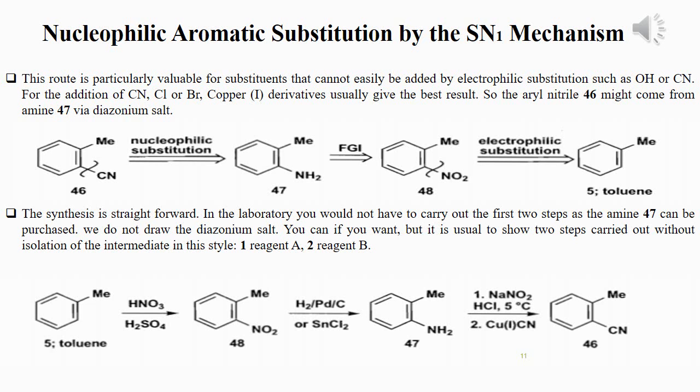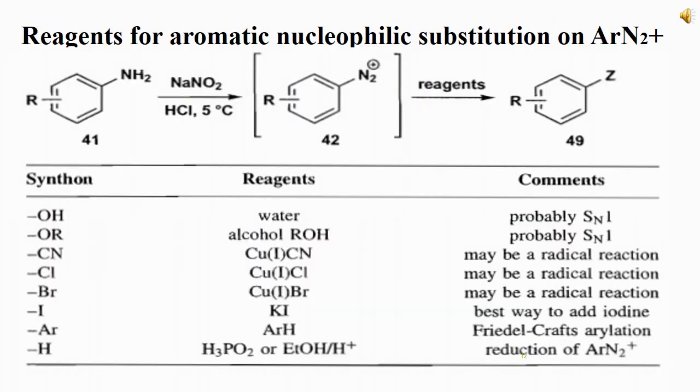Now you can see that toluene compound 5 was nitrated to give 48, then reduced to give 47, then diazotized, and then treated with cuprous cyanide to give 46. Now, as far as reagents for aromatic nucleophilic substitutions are concerned, a table is given here after the reaction.